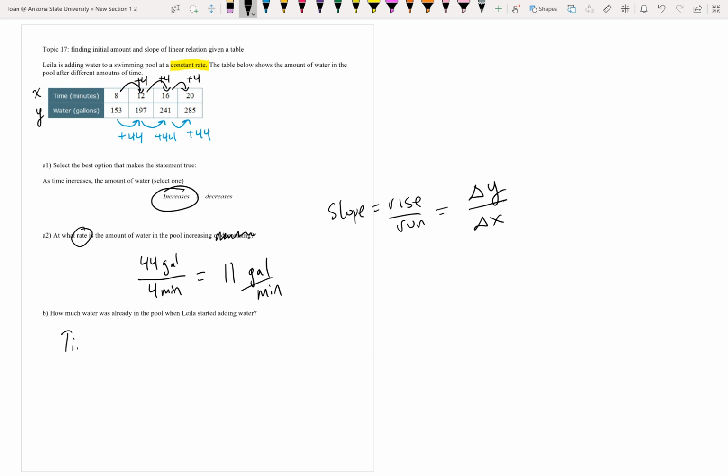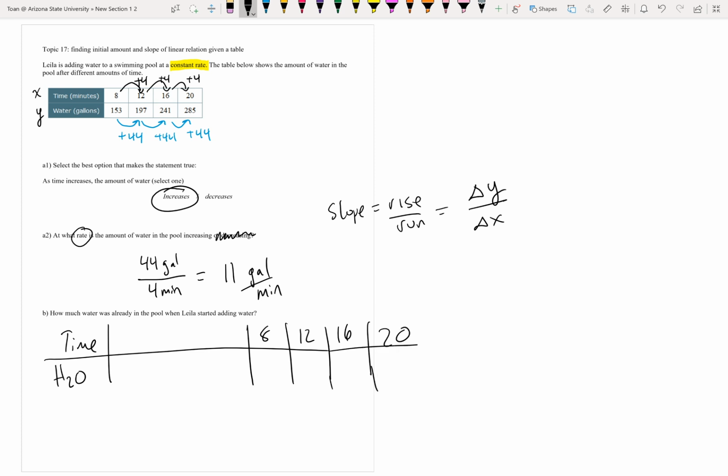So we have time, we have water, and I'm going to leave some gaps here. So they gave us 8, 12, 16, 20. I'm just copying the original table that they gave us. 153, 197, 241, 285. Now we already know going to the right is plus 4. So to go backwards should be the exact opposite, minus 4. Well, minus 4 from an 8 gives us a 4, and then if we do it one more time, minus 4, that should give us the 0 that we want.